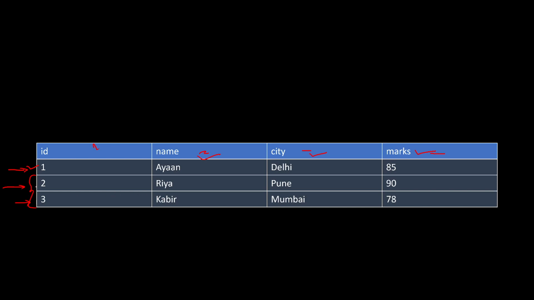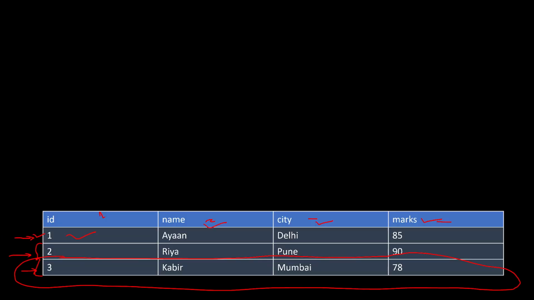Each row is a complete piece of information, right? So this entire row here is one student. If I delete this particular row, right, row number 3, the information about this particular student is gone, right? SQL works on tables. Always remember this. When we write SQL, we are talking to a table.